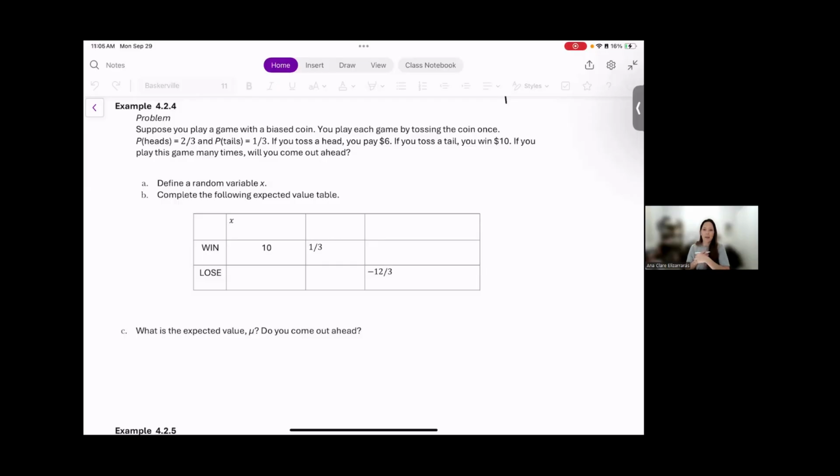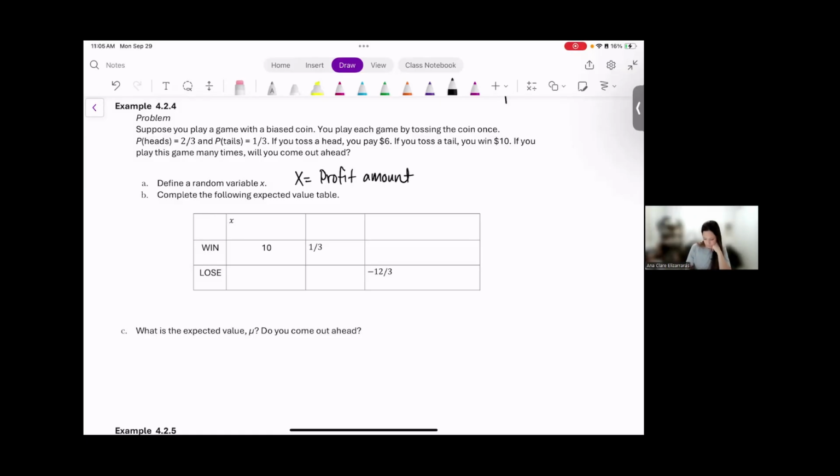So will I come out ahead? If I'm trying to determine will I come out ahead, it's how much money do I make? So I want x to be the profit. So here, x is the profit. We already have the x filled in. Well, we know in the table, we then need to have the probability. So this would be the probability of x.